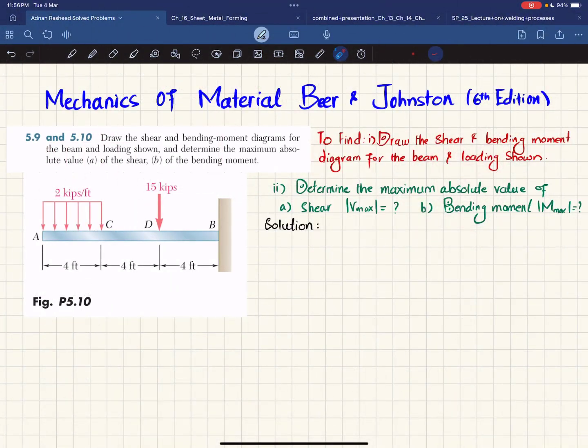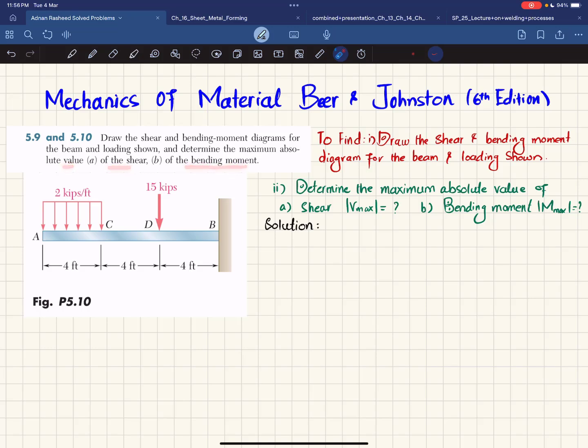In this video, we are going to solve problem 5.10 that is taken from chapter number 5, Analysis and Design of Beam, and the book name is Mechanics of Materials by Beer and Johnston, 6th edition. The statement is: draw the shear and bending moment diagram for the beam and loading shown and determine the maximum absolute value of shear and bending moment.